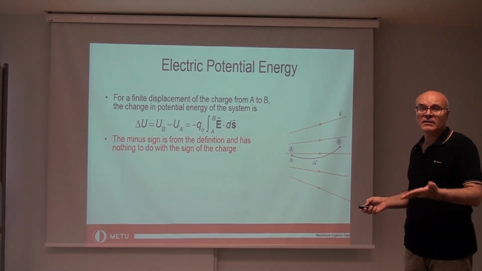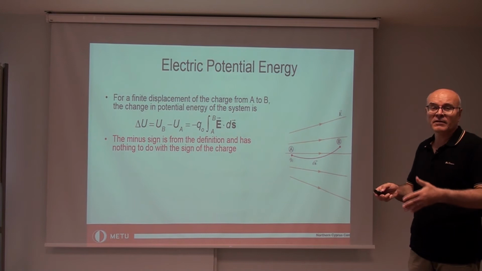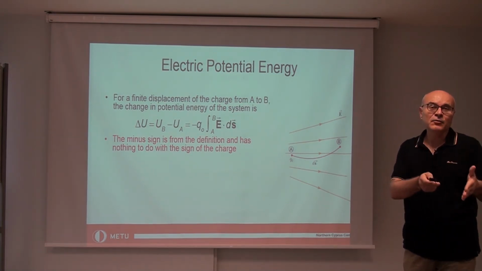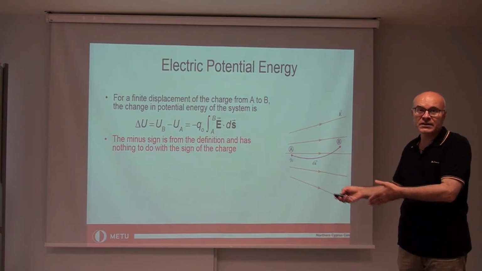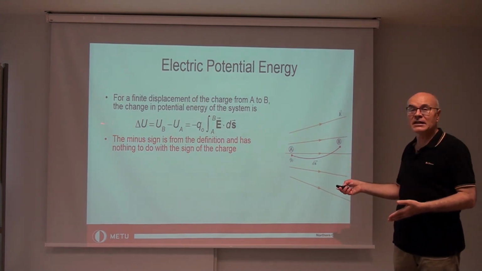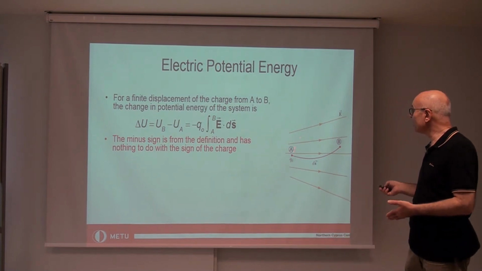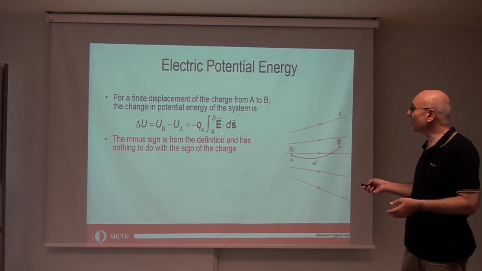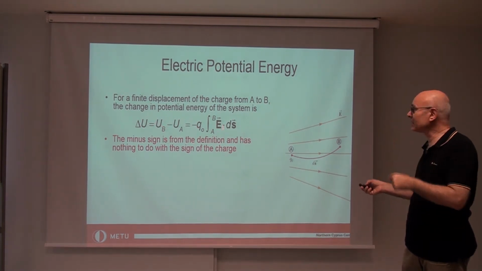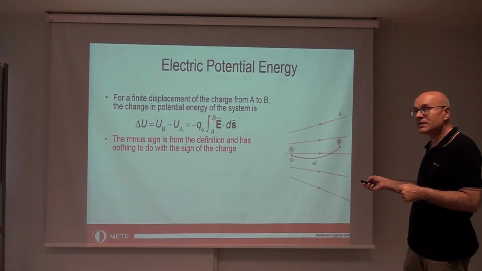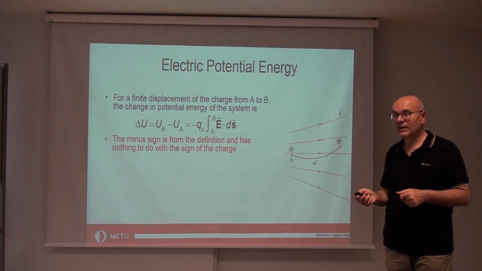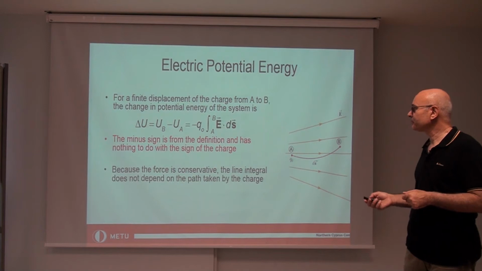This is the electric counterpart, if you like, of our relation delta U gravity equals minus work gravity. Here it says delta U, the change in the electric potential energy of the charge-field system, charge Q naught in the electric field, is equal to minus the work done by the field. Q0E is the force, so the whole integral of force dot ds is the work done by the field on the charge as it moves from A to B.